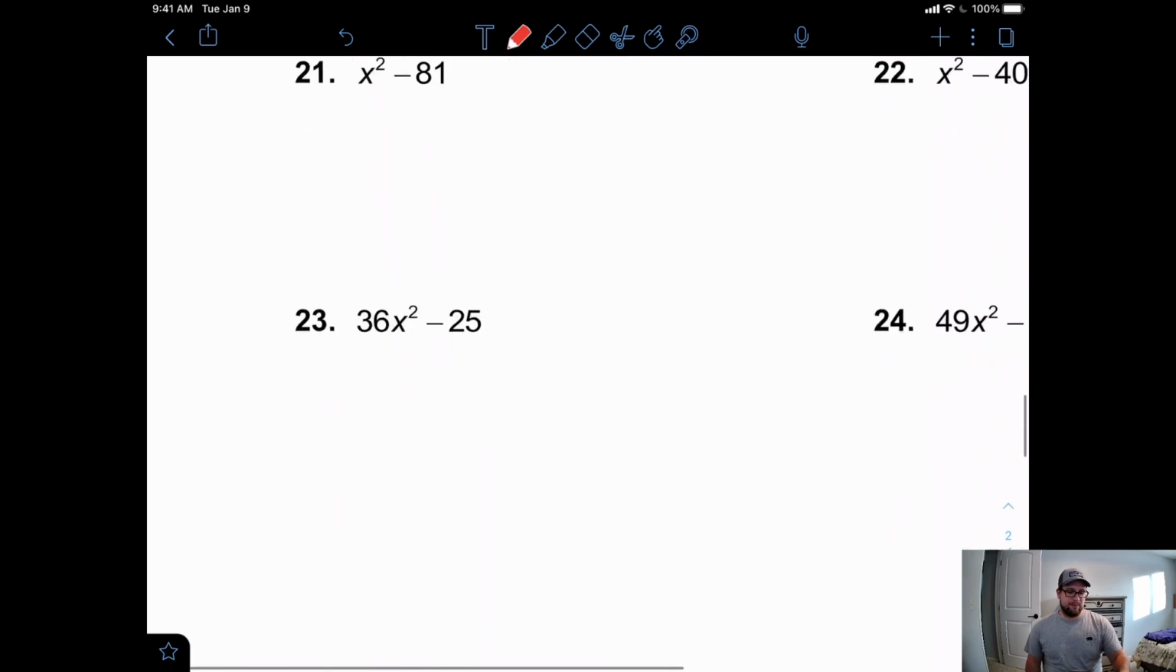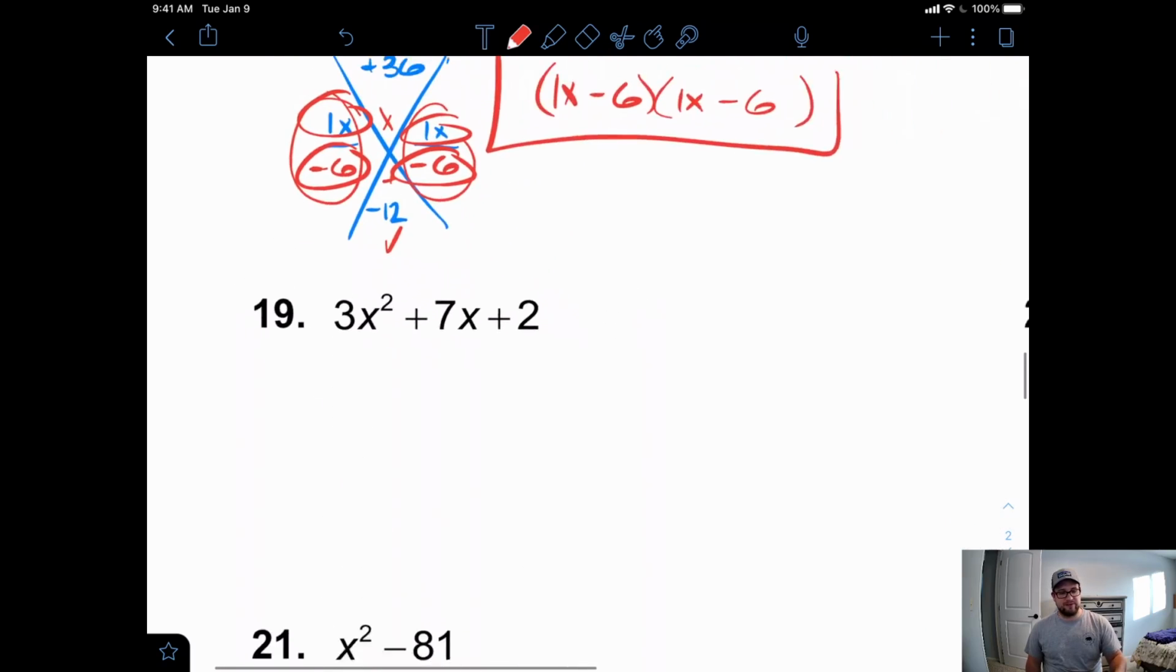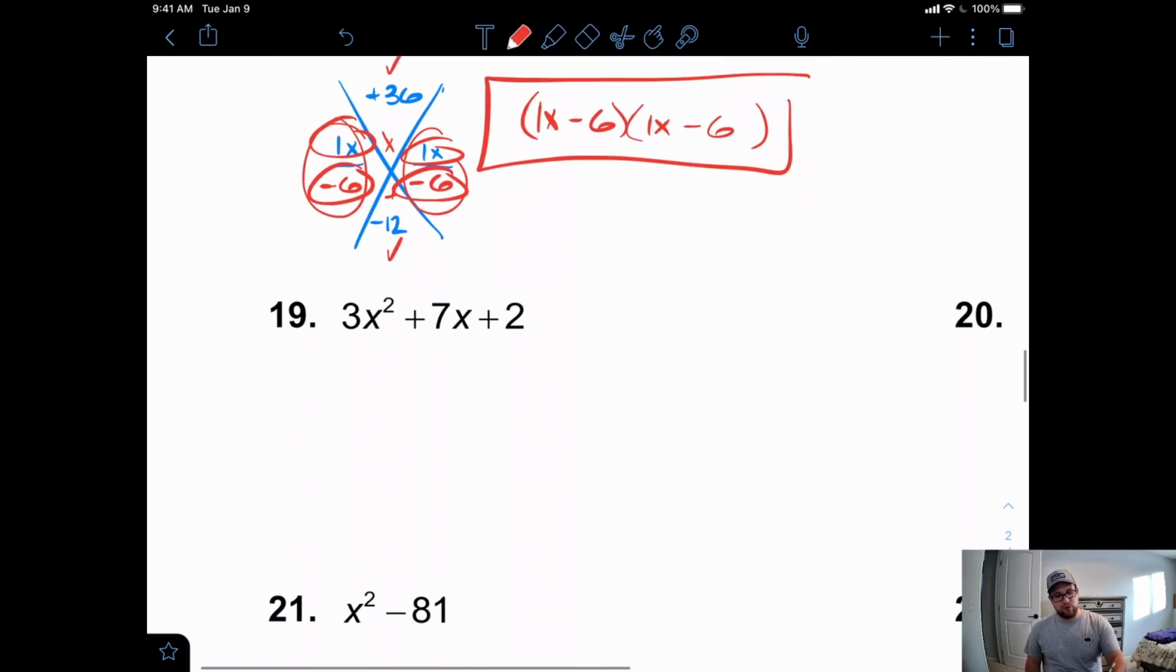Moving on to problem number 19. Looks like we've got 3 of these left. So again, remember, to get your top number, it's always multiplying your A and your C together. A is 3, C is 2, so we get 6 total. 7 is going to go on the bottom. We're going to have 3x here and 3x over here.